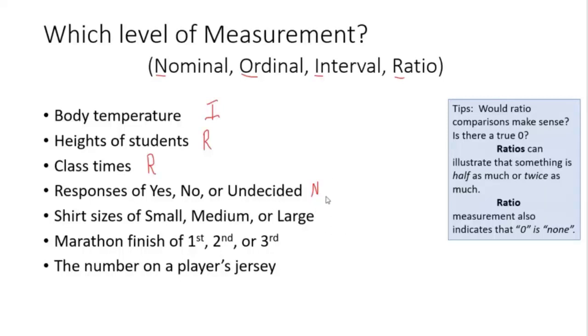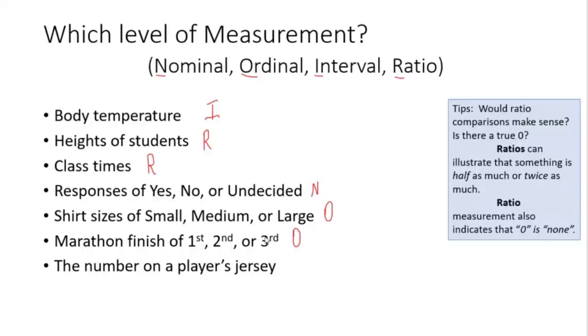Small, medium, and large, on the other hand, we can put in order. They are listed in order right here. But you can't say large minus medium and get an answer. Marathon finish of first, second, and third. Those little superscripts of the ST, ND, and RD indicate order, which is what we use in our language to indicate order. These are ordinal. You can't subtract them.